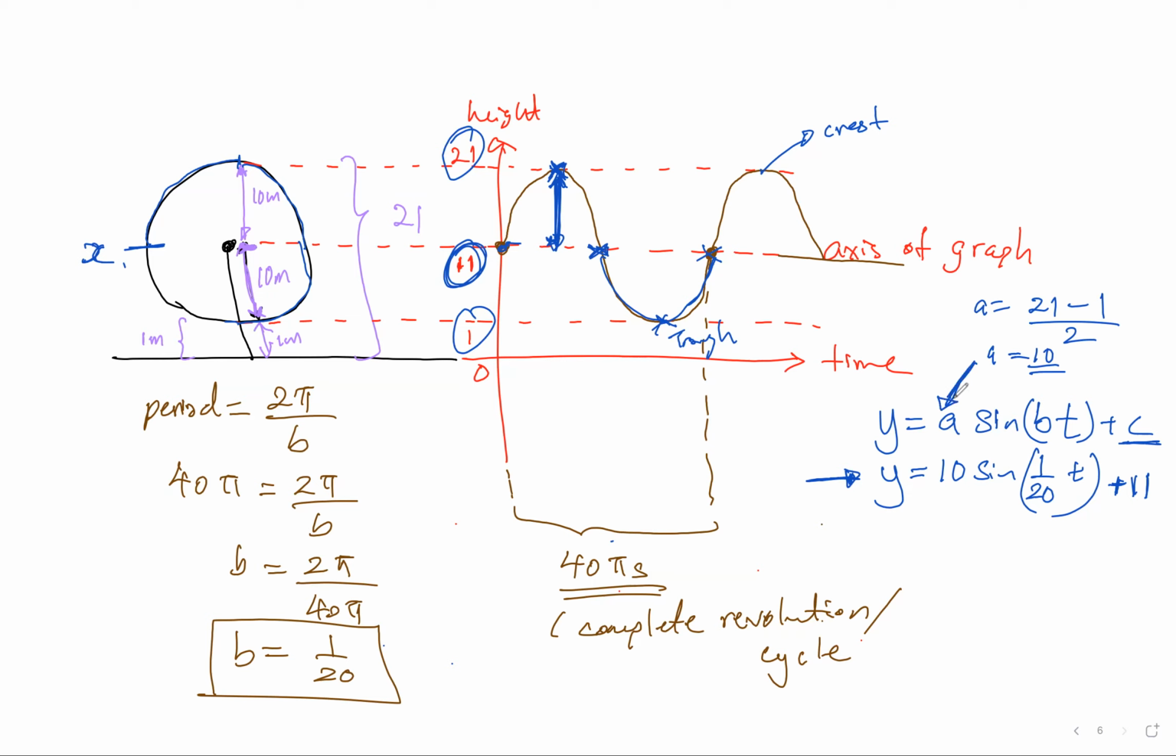A means amplitude, B means period, C means what? The axis of curve. Understand? It refers to the number of cycles. Okay?